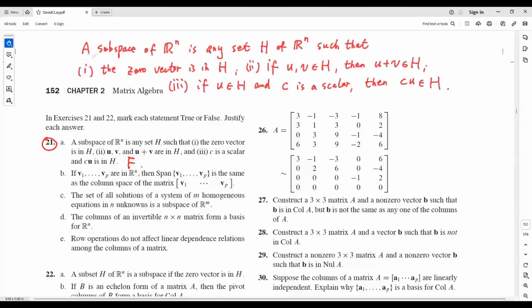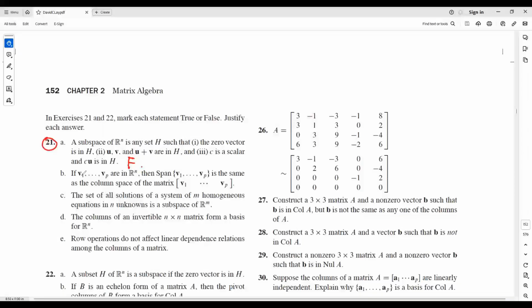False. A subspace of Rn is any set H of Rn such that 1. The zero vector is in H. 2. If u, v in H, then u plus v in H. 3. If u in H and c is a scalar, then cu in H.